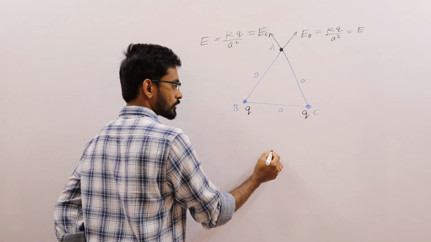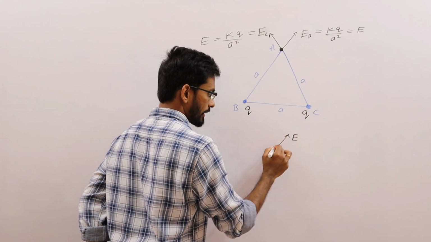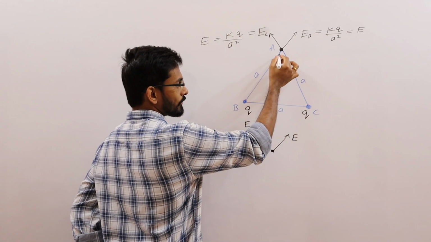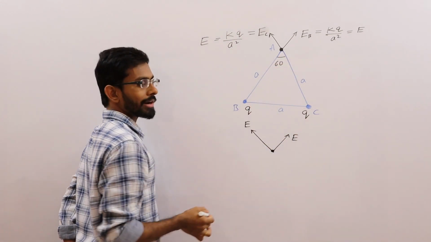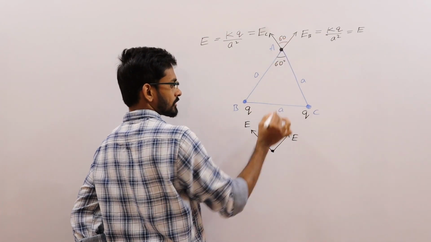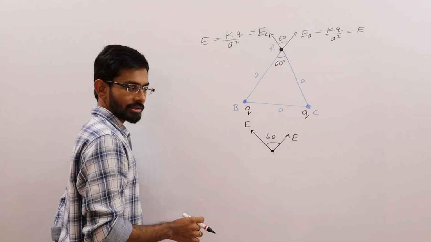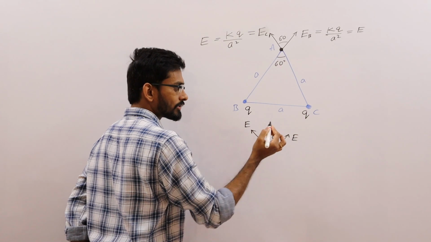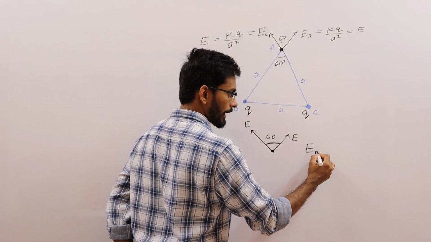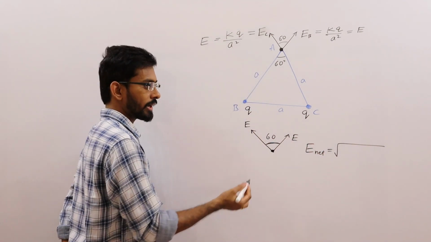Now if I write it at this point, two vectors E and E, the angle between these two. We know the angle between any two sides in an equilateral triangle is 60 degrees. So if this is 60, this angle will be 60. So we have E and E, two identical vectors separated by an angle of 60 degrees. Now we know the resultant of two vectors is given by under root of E1 square plus E2 square plus 2 E1 E2 cos theta. So let us apply it.